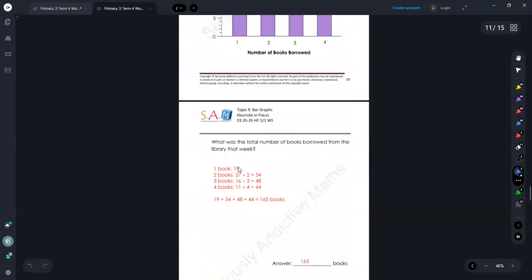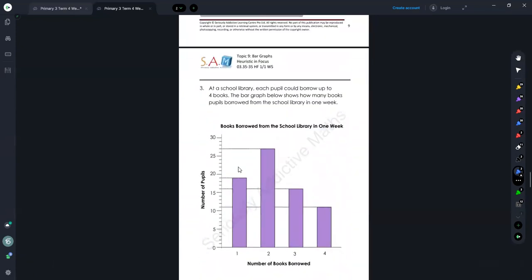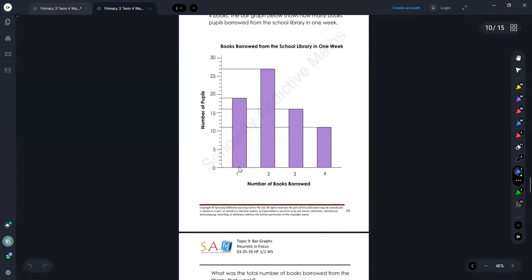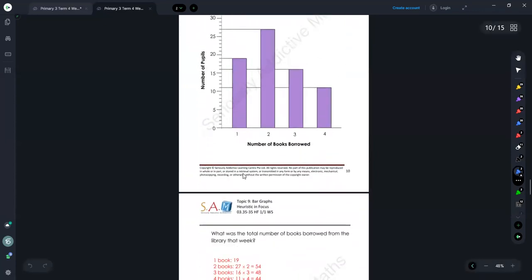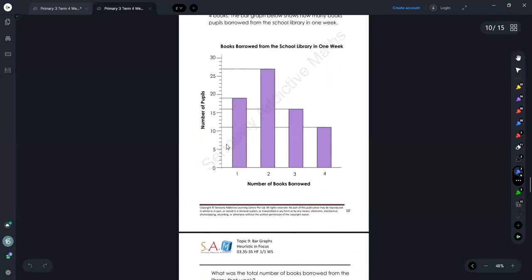Take them through question 3. Okay, a school library, each pupil could borrow up to 4 books. The bar graph below shows how many books pupils borrowed from the school library in 1 week. Okay, so first question, what was the total number of books borrowed from the library that week? Okay, so they look at the number of students first, name the number, right? So again, same process, right? This is 19.